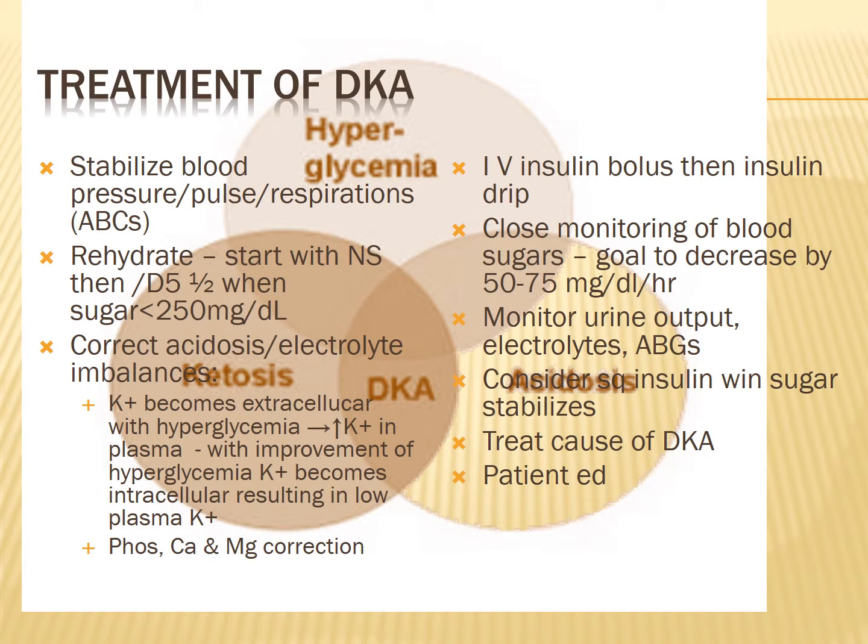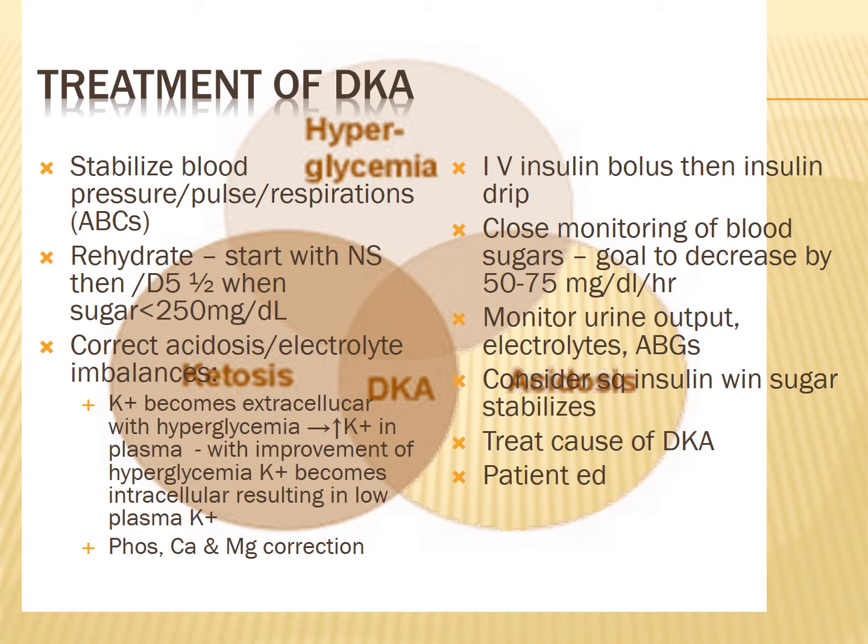Potassium becomes extracellular. It jumps out of the cell with hyperglycemia, and that does lead to increased plasma potassium at first. Then as the body excretes potassium and as the hyperglycemia improves and is corrected, the potassium jumps back into the cells. It becomes intracellular, and that can lead to a very low potassium. So we have a very high to begin with and then very low, and that can happen quite quickly. We're also going to look at phosphorus, calcium, and magnesium and correct those electrolytes as needed.